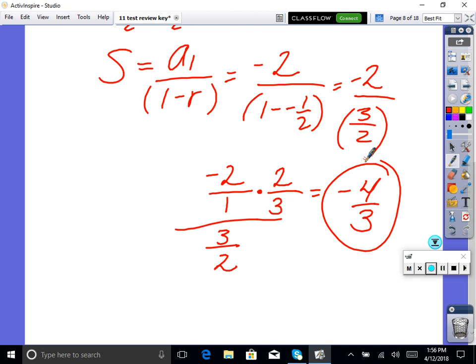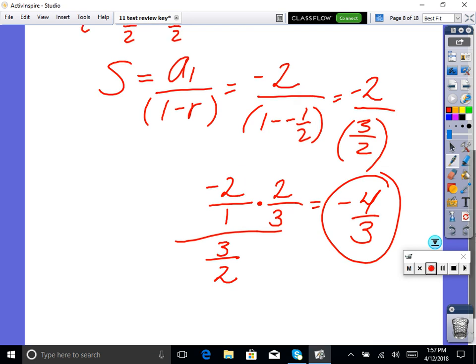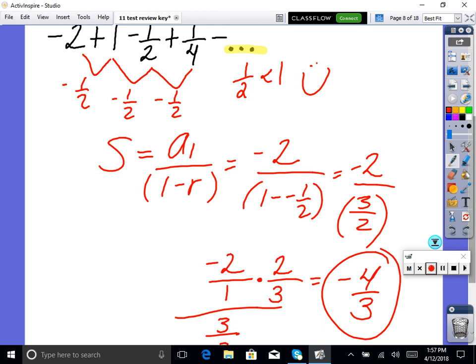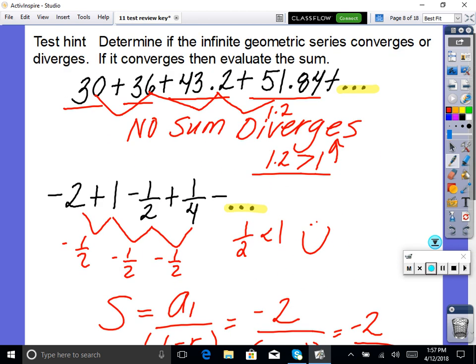That was just an example kind of similar to the test, okay? If you can find the sum, it converges, and you can find the sum, and there it was. If you can't, there's no sum, it diverges.